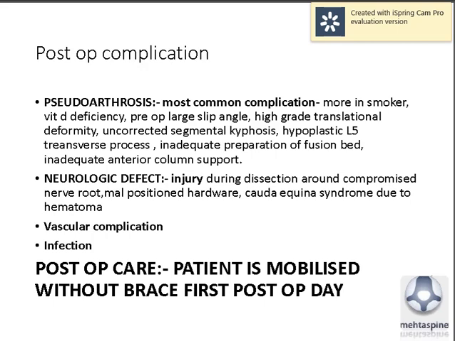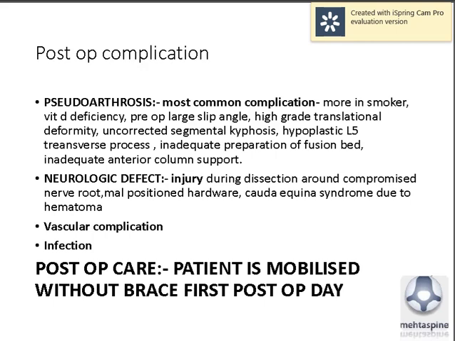Some complications are like pseudoarthrosis, seen more commonly in smokers, a preoperative large slip angle, high-grade translational deformity, uncorrected segmental kyphosis, neurological deficit, injury during the dissection, and sometimes compromised nerve root. So these whole procedures are sometimes risky. Vascular complications, and sometimes infection.